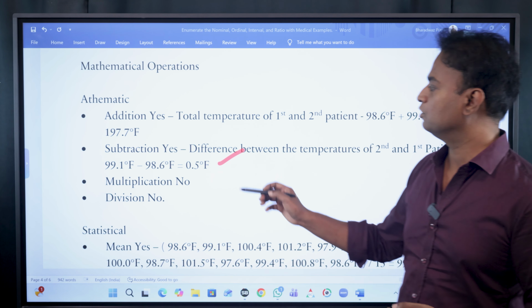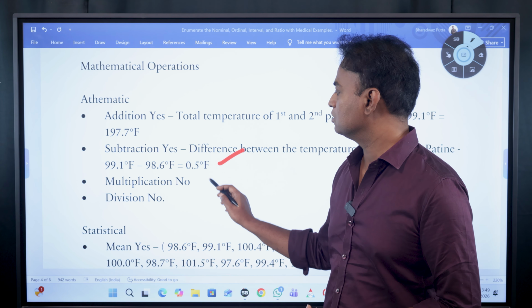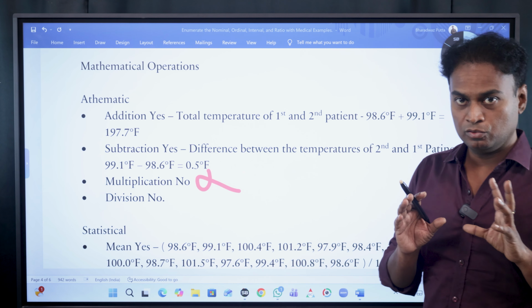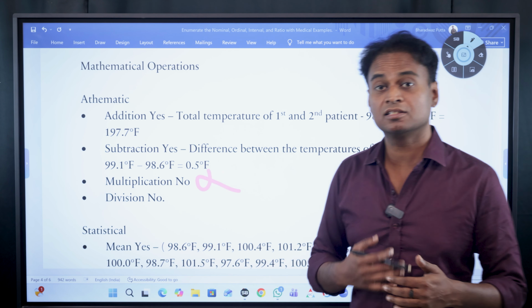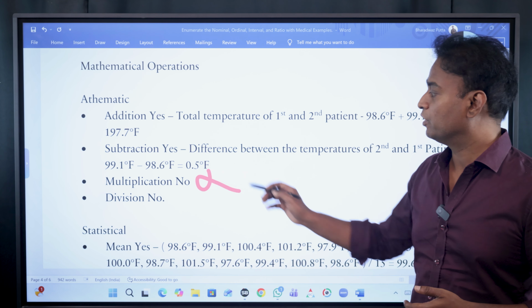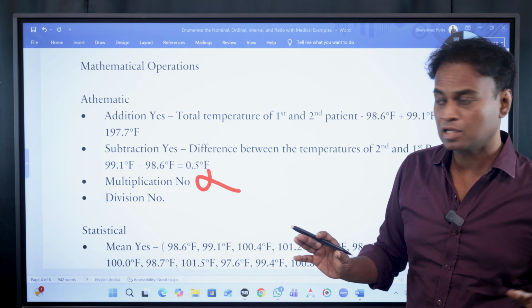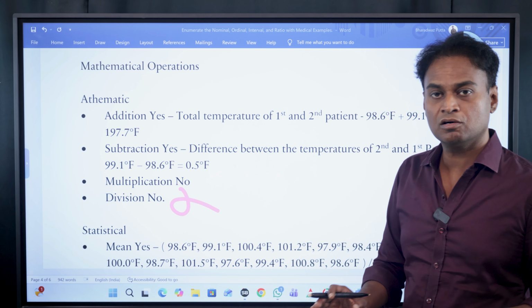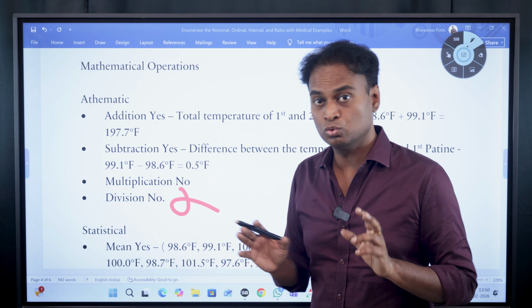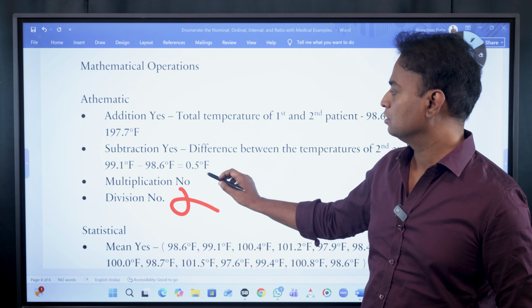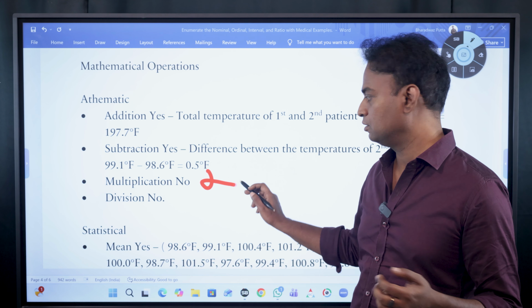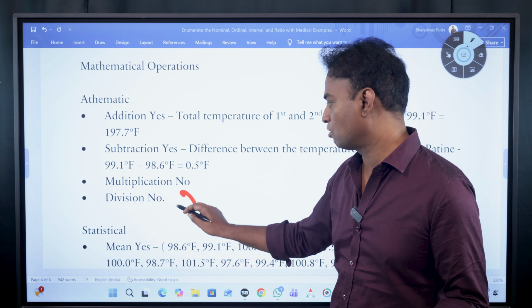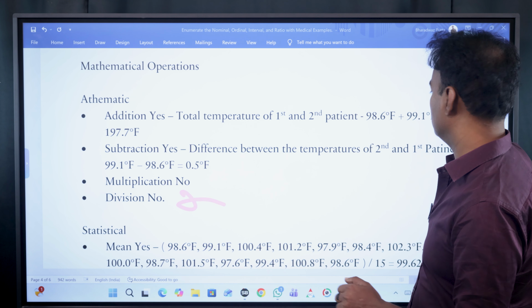Can you multiply it? Even if you multiply, it is not valid. You remember, when the data set falls under interval scale, when you multiply it, it will not have value, and when you divide it, it will not have value because it doesn't have a true zero. That's the reason. Even if you multiply or divide, it is not valid because it doesn't have true zero.